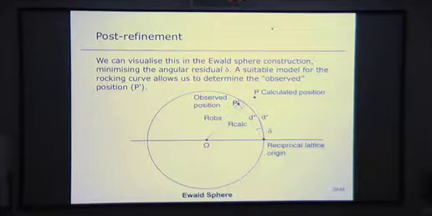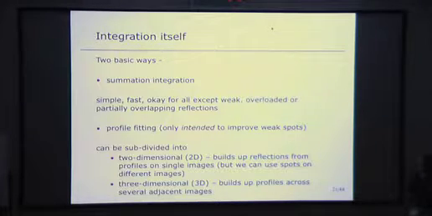You can think about this again in the Ewald sphere construction. If we have a calculated position for our spot and an observed position for our spot that has some value for R with a known resolution, we can minimise the delta by the sum I showed you on the previous slide. Okay, so that's the refinement.